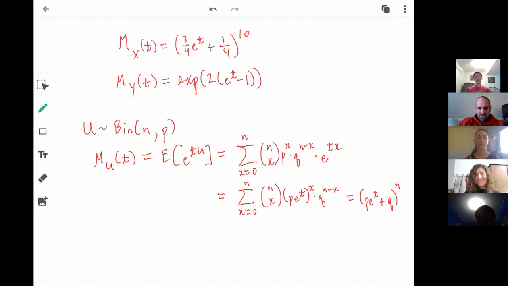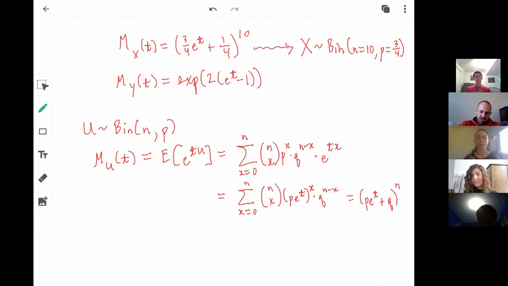Ah! So what does that tell you that this moment generating function came from what kind of a random variable? X distributed as what? Binomial. Binomial with n equal to 10. And what's p? 3/4. Okay.